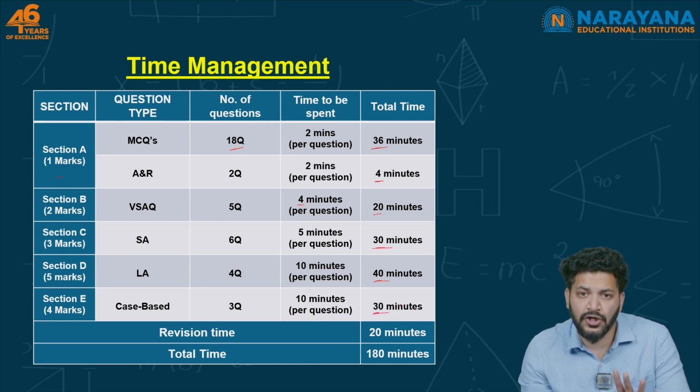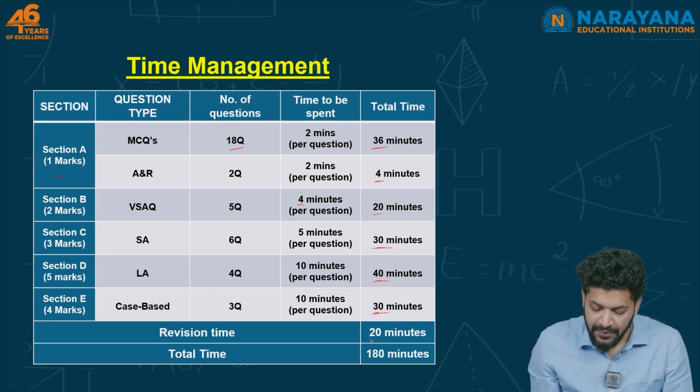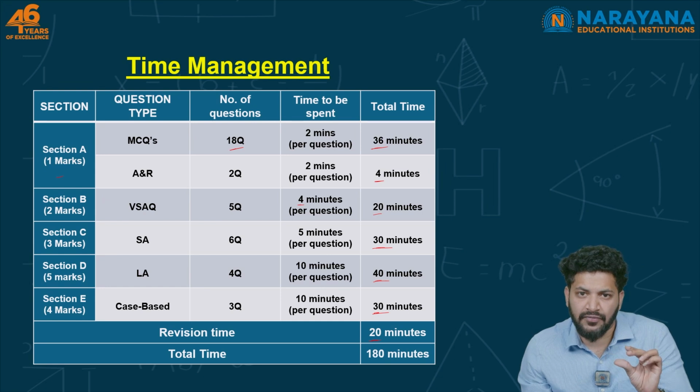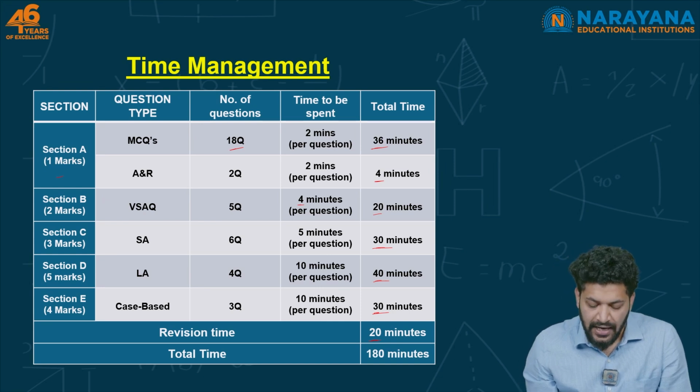So you should manage your time properly. If you manage like this, you can have revision time of 20 minutes. In this time you can check all your questions, where you have kept a formula wrong or any conclusion is missing or any unit is missing, any formula is missing. You have to be very careful while checking. So like this you have to plan your time. So total time is 180 minutes.